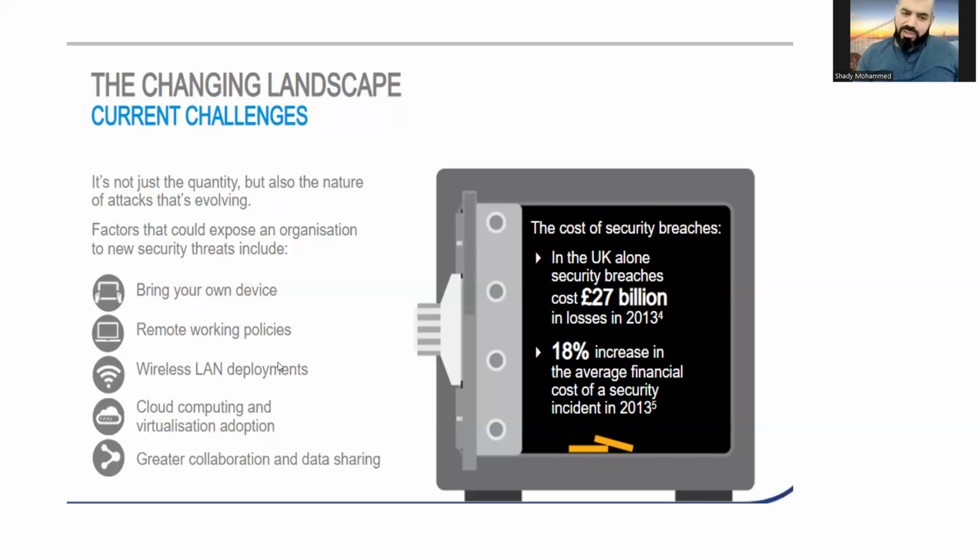Wireless LAN technology, we talked about wireless before. Cloud computing, your data and your servers are in the cloud. How can you implement preventive techniques, but how can you really see the traffic within the cloud? Or how can you detect that something malicious is happening? So you need to detect these incidents over the cloud. Greater collaboration and data sharing means that we are already connected to everyone in the world all the time.